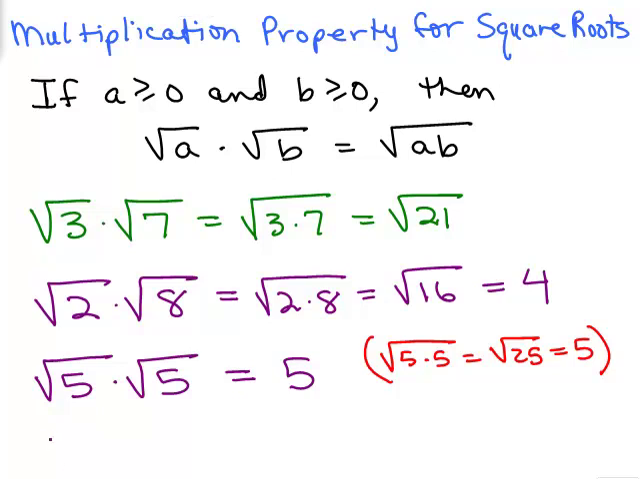Like if you had square root of 47 times the square root of 47, instead of using the multiplication property, you just think, oh, that's just going to be 47. Why do 47 times 47? Get this big old number and then try to figure out what the square root is. You're right back to where you began.